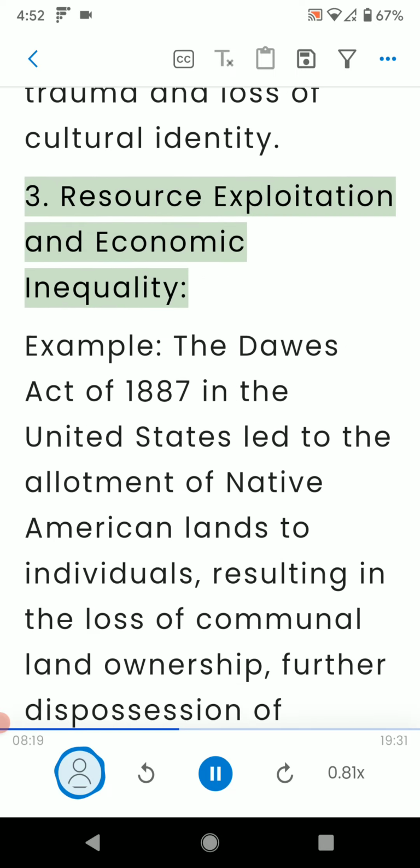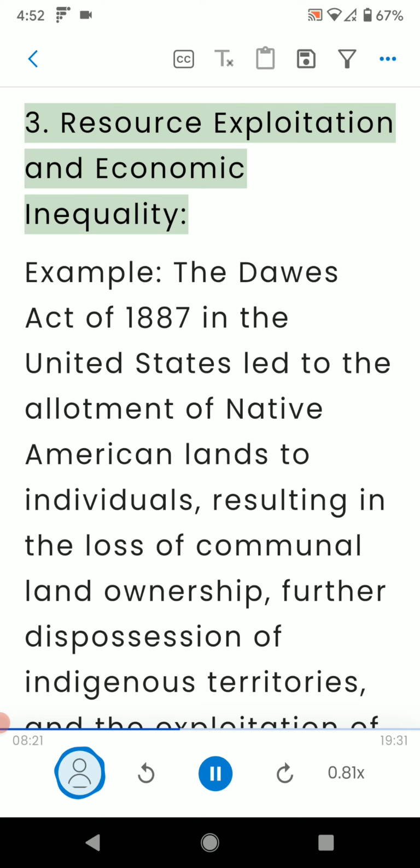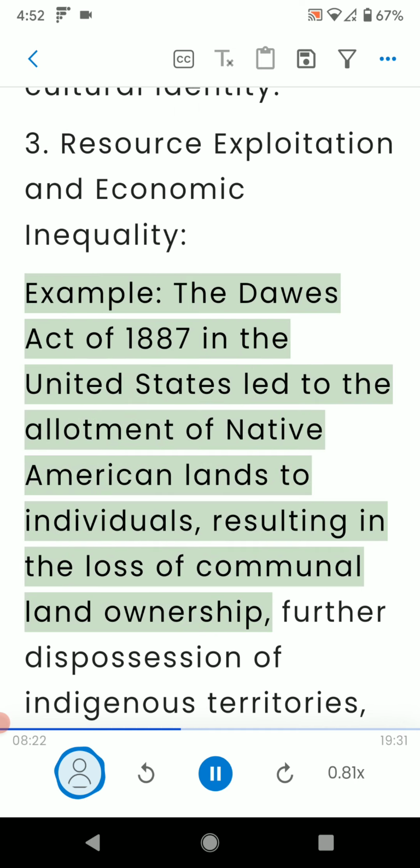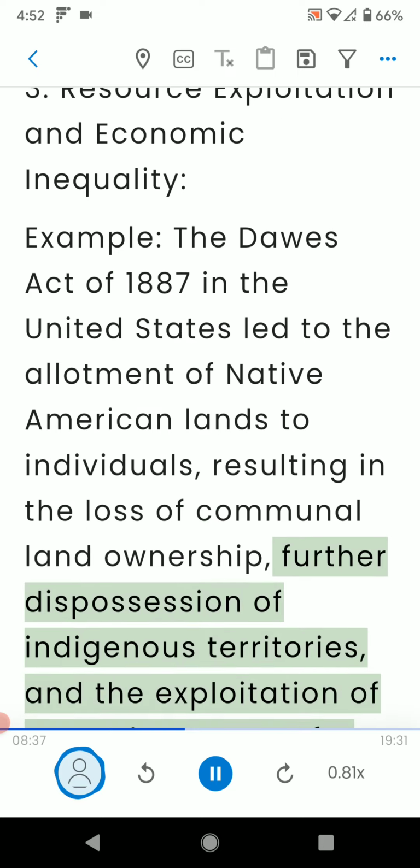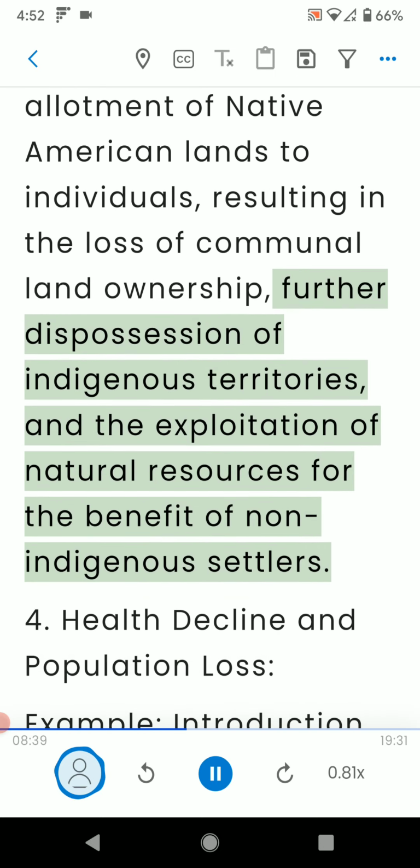3. Resource exploitation and economic inequality. Example: the Dawes Act of 1887 in the United States led to the allotment of Native American lands to individuals, resulting in the loss of communal land ownership, further dispossession of indigenous territories, and the exploitation of natural resources for the benefit of non-indigenous settlers.